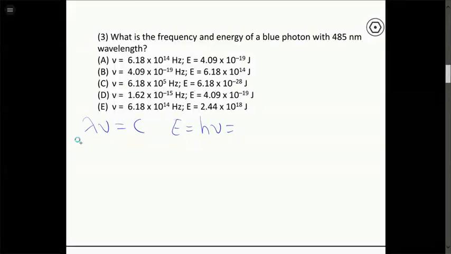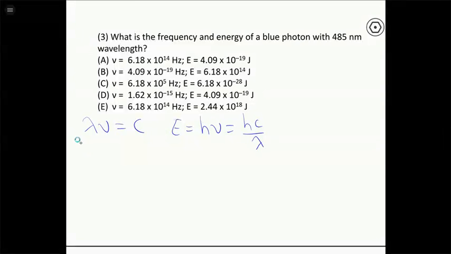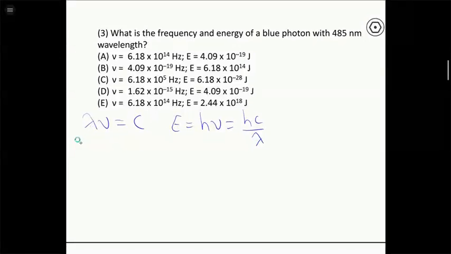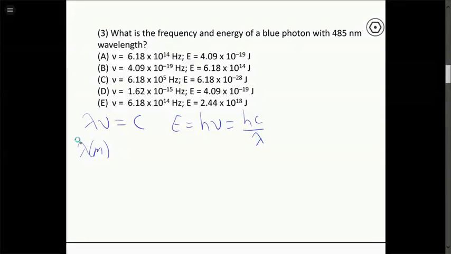We basically can combine these two and rewrite this also as hc divided by lambda. So depending on which information you're given, it may be more convenient to use either of these two forms of the equation. Alright, so we need to do a few conversions here. We have 485 nanometers. We want to find both the frequency and the energy of this photon that has that wavelength. So the first thing we have to do is convert the wavelength into meters, because our fundamental constants here, c and h, are in terms of standard SI units.